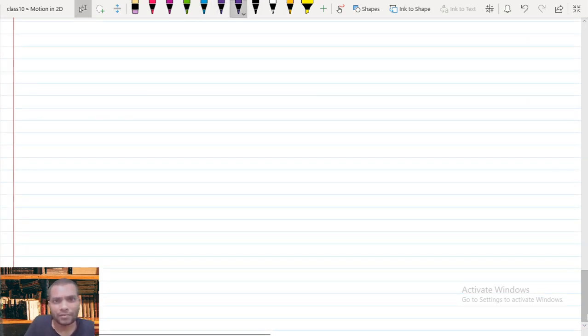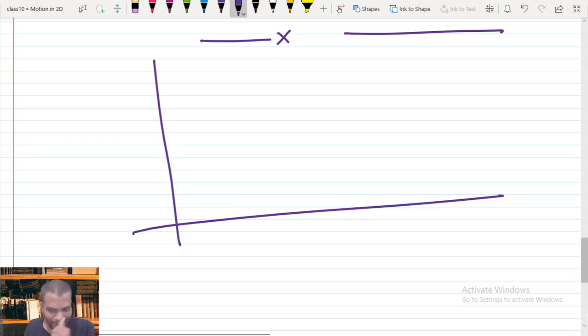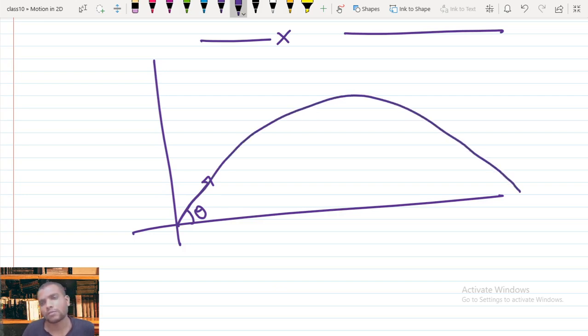But we have a very different case other than that. Suppose a projectile is fired not from a height but with an angle theta with the horizontal. Suppose I throw an object at an angle theta. It makes a path like this. This path is also known as a parabola, and this motion is also known as projectile motion. But this is not projected from a certain height, it is projected at an arbitrary angle with the horizontal.